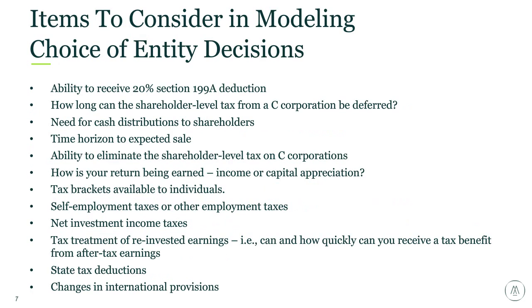So really, items to be considering are the ability to take advantage of the 199A deduction. Some entities will, some won't, depending on their situation. Getting a 20% deduction could be quite significant if applicable, though it may be somewhat limited. Also, fixed assets that are depreciable are a significant factor in determining that. We'll talk about that here in a moment.